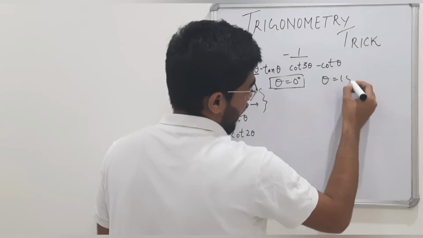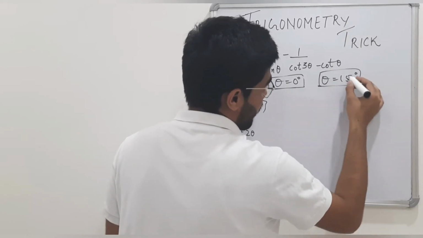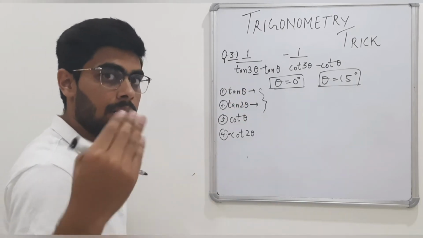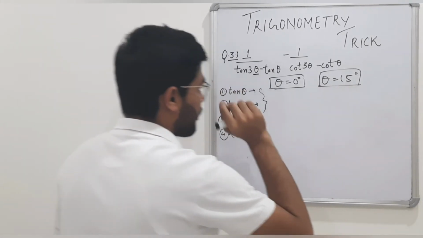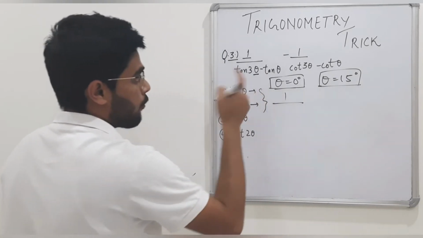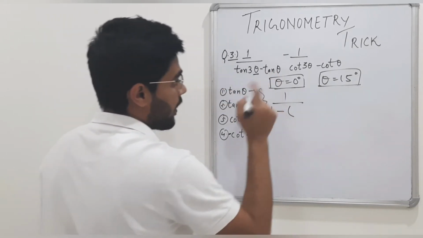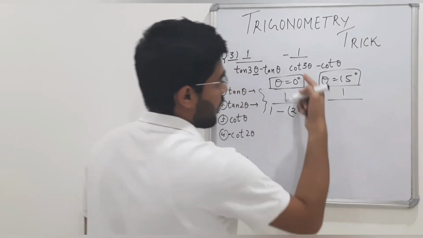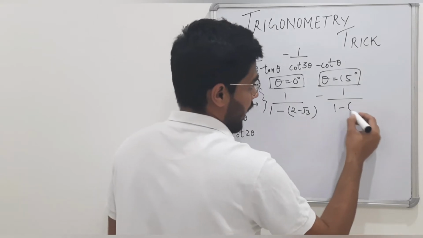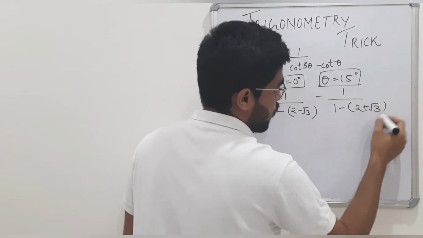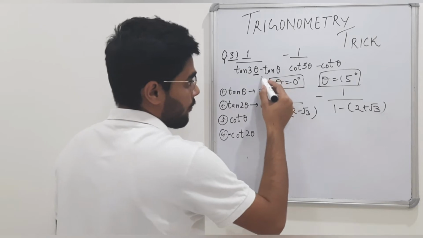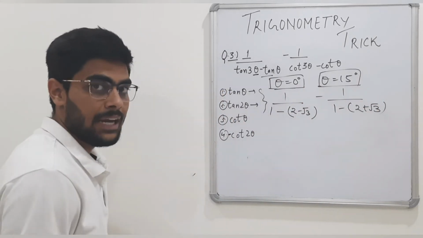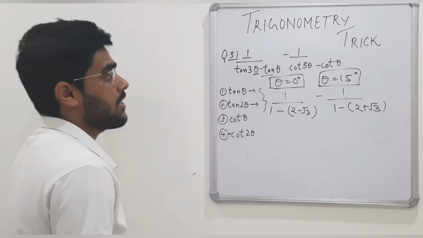So you can put theta equals 15, because for theta equals 15, tan and cot are different, that is, the values will come out different. So theta equals 15. 1 upon tan 45 will become 1, and tan 15 is 2 minus root 3. Minus 1 upon cot 45 is also 1, and cot 15 is 2 plus root 3. So you have to learn the values of tan, cot or sine for some angles, that is 15, 75, 22.5. You have to learn these values.